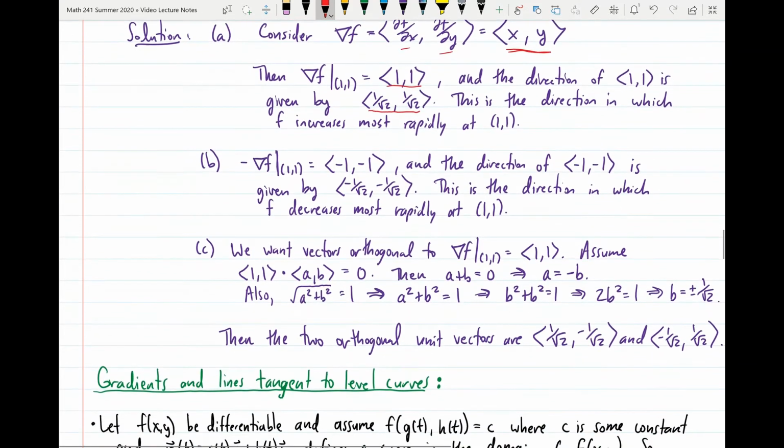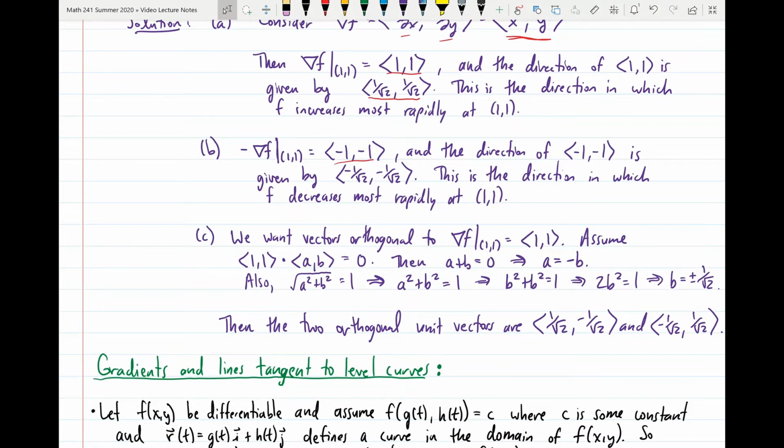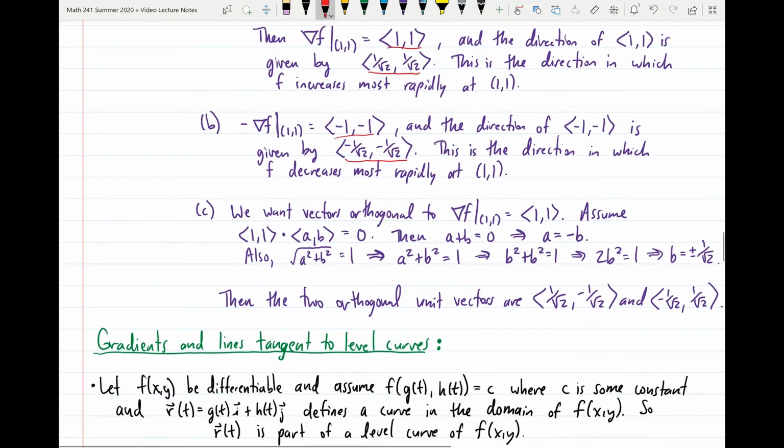Now let's move on to part B, the direction in which f decreases most rapidly. Well, we know that's going to be minus the gradient vector of f evaluated at (1, 1), which is equal to (minus 1, minus 1). And then to make sure that it has a magnitude of 1, so that it's a unit vector, we again divide by the magnitude of the vector to get the unit vector (minus 1 over the square root of 2, minus 1 over the square root of 2). So this will be the direction in which f decreases most rapidly at the point (1, 1).